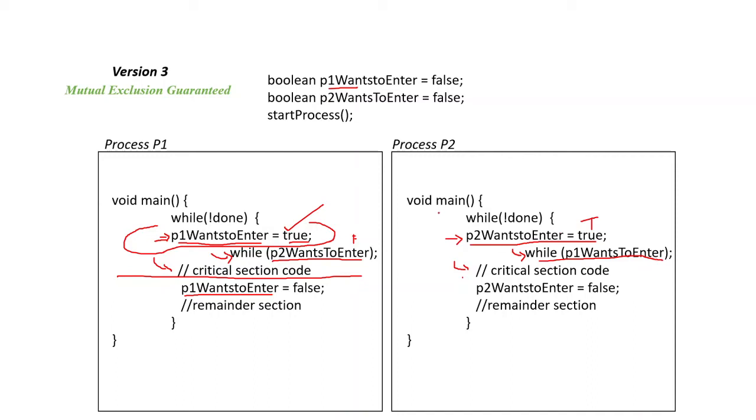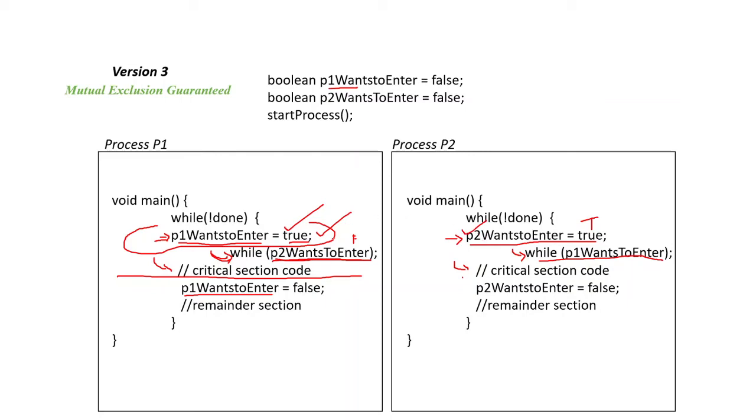Now it will move on to check if this variable P1 wants to enter is set. Now in this case, since P1 executed up to this point, the value of the variable has been set to true. So now P2 waits until the value of this variable changes. Now after some time, P1 is resumed. Now P1 needs to check if the value of this variable P2 wants to enter has been set. Now in our case, the value of this variable is set at this line of code, which has already been executed.